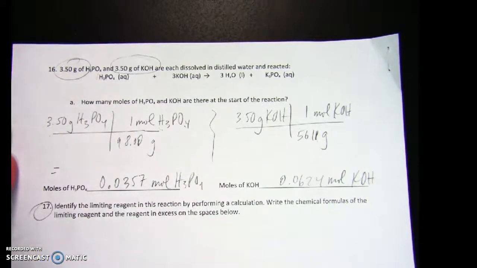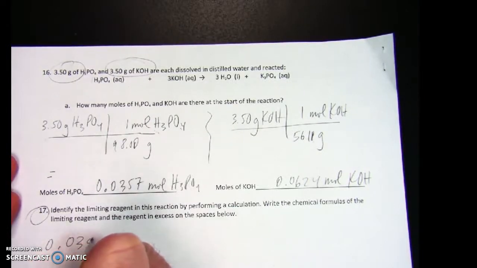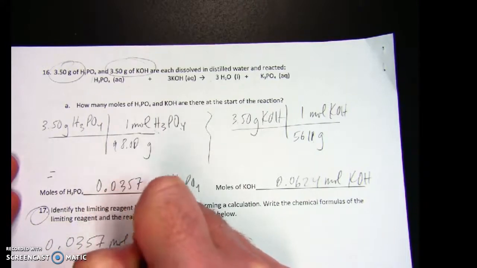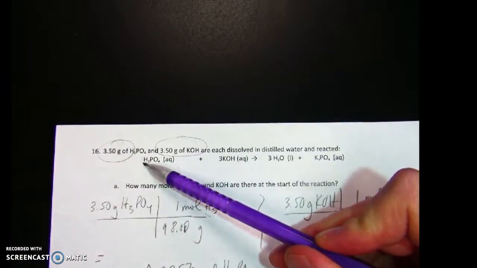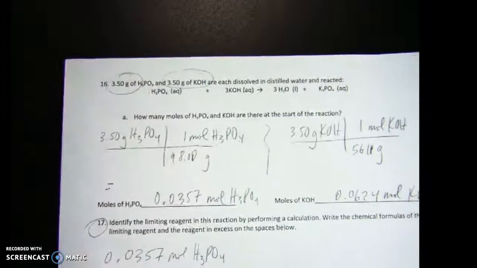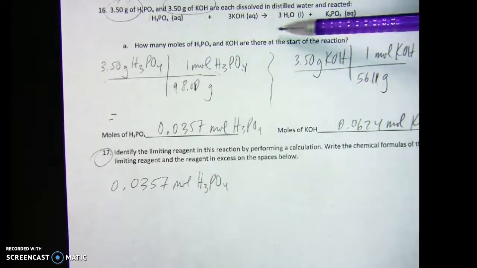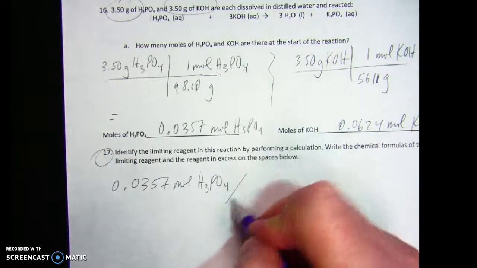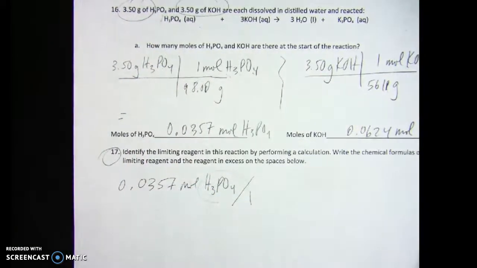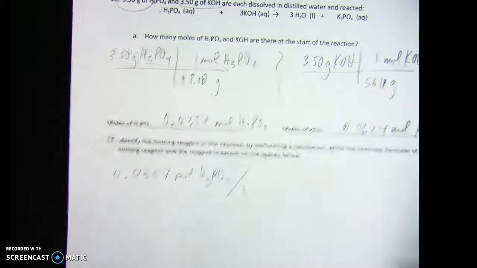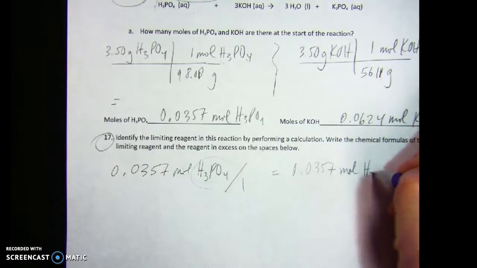The easiest way to identify the limiting reagent is to actually take your starting moles of each substance and compare that amount to the coefficient in the balanced chemical reaction. What this tells me is that one H3PO4 molecule reacts for every 3 KOH molecules. What you do is you divide the H3PO4 by the number 1, which is its coefficient in the balanced chemical reaction, is one way to do this. And then I, of course, get 0.0357 moles of H3PO4 back.